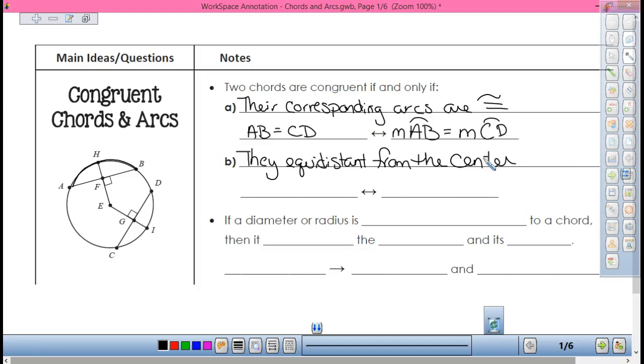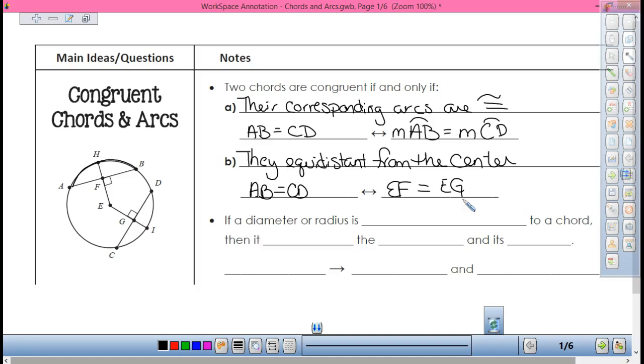Okay, so AB, again, would be equal to CD if, okay, how far or what segment tells us how far AB is from the center? FE, yep, or EF. So EF would have to equal EG, yep, because EG is the distance from CD. Okay, so far so good?